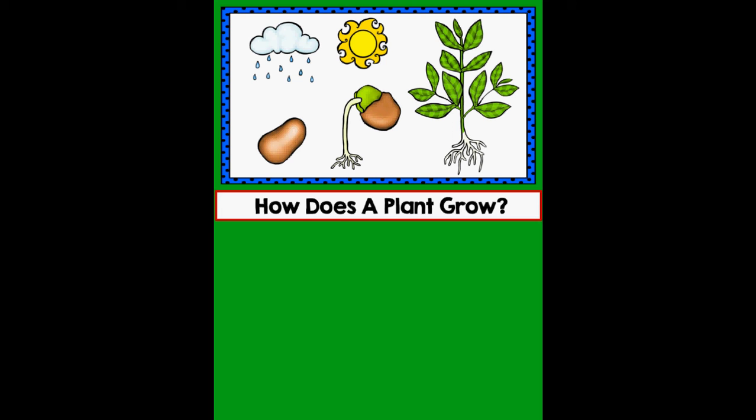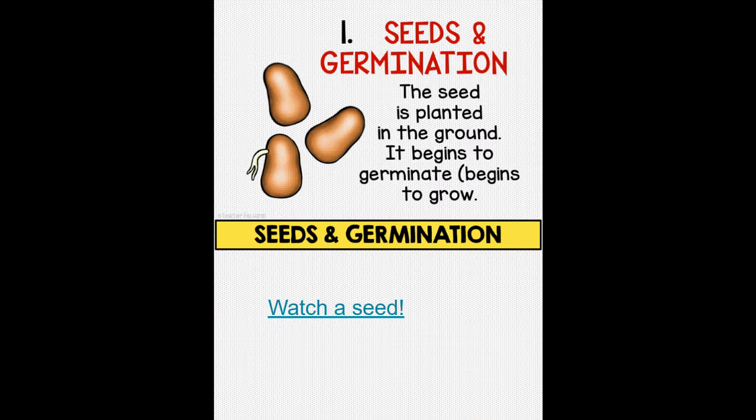They need air and nutrients. Yes, their food. The first step in a plant's life cycle is the seed. The seed is how all new plants grow.